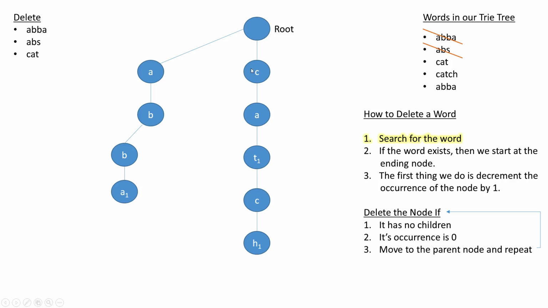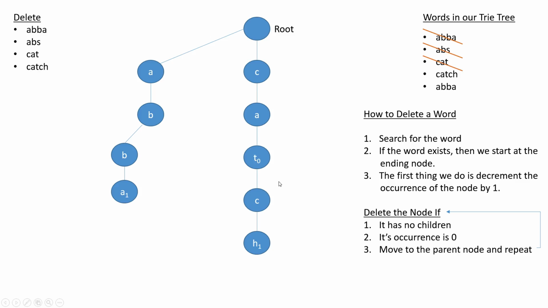Now let's remove CAT, C-A-T. We've searched for the word, we found it. We start at the ending node, decrement it by 1. Delete the node if it has no children, but this does have a child, this child right here that represents C. So we've gone as far as we can go. We scratch it off the list. We have removed cat simply by decrementing from 1 to 0 at this node right here.